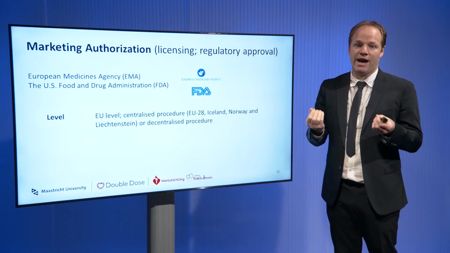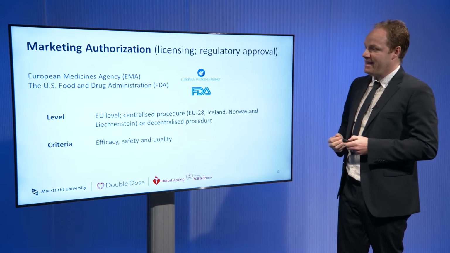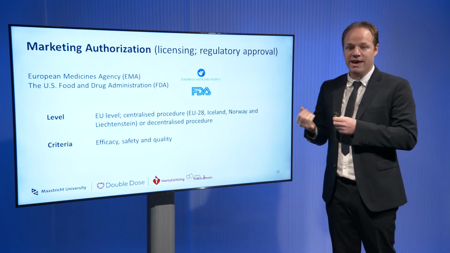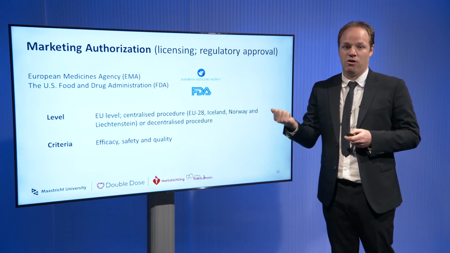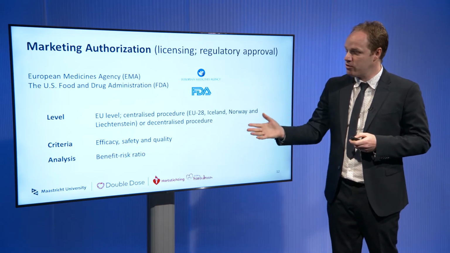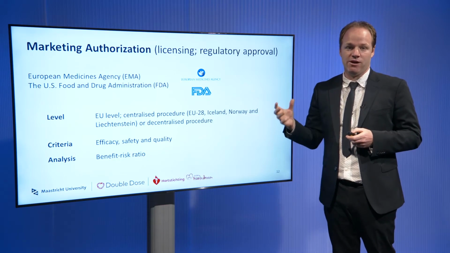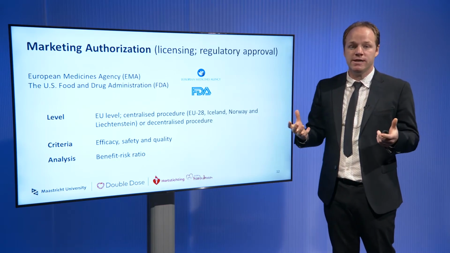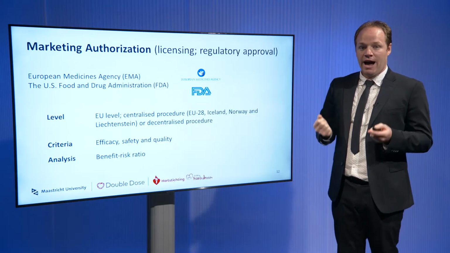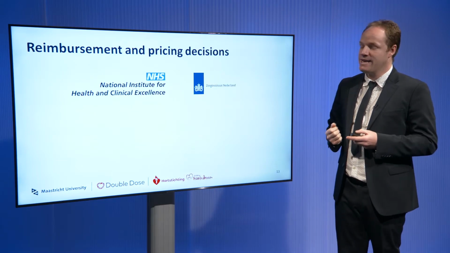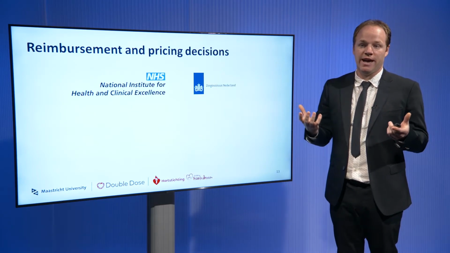We have a centralized procedure. And the EMA, like the FDA, will look at the efficacy, safety, and quality of the medicine. And they conduct what we call a benefit-risk analysis. If the benefits outweigh the risk of the medicine, the benefit-risk ratio is positive, and then the drug receives marketing authorization. After marketing authorization, the next step is to get a reimbursement and a price.